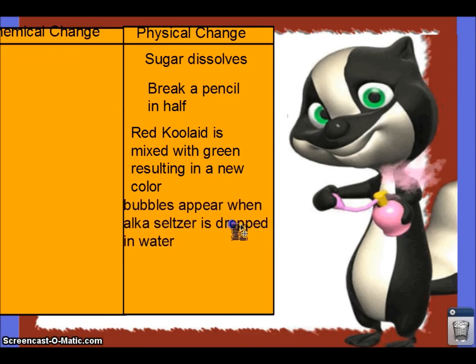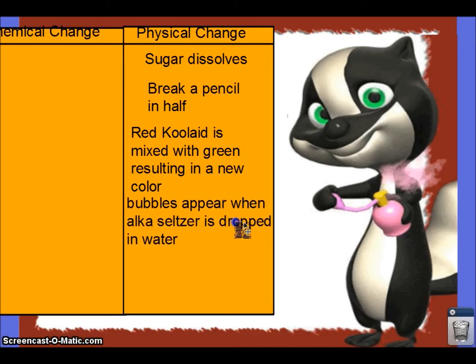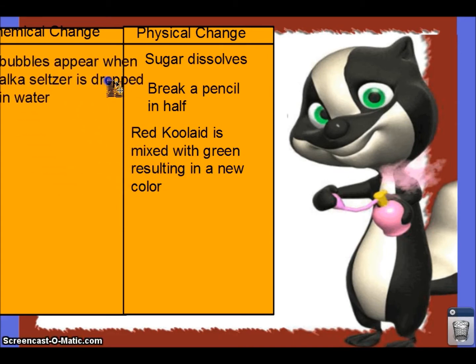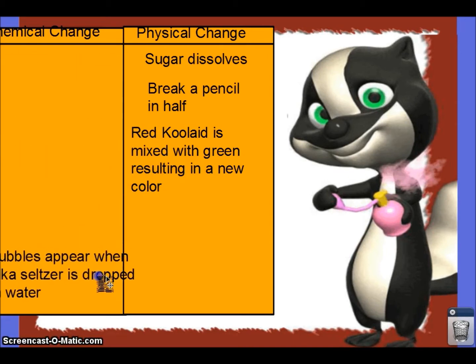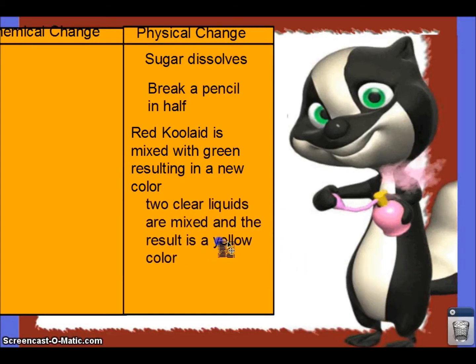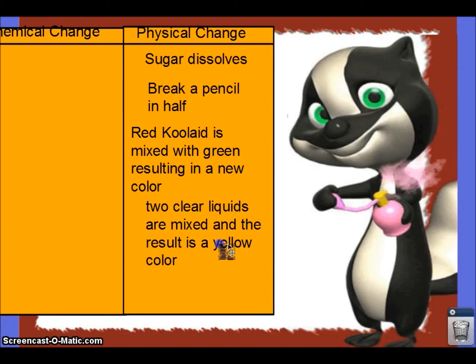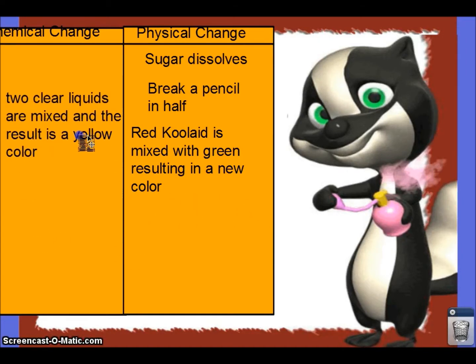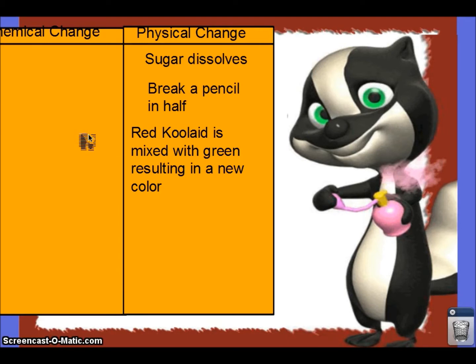Bubbles appear when Alka-Seltzer is dropped in water. This is formation of a gas. Therefore, it is a chemical change. Two clear liquids are mixed and the result is a yellow color. We already had this before. This has to be a chemical change. So let's move on.